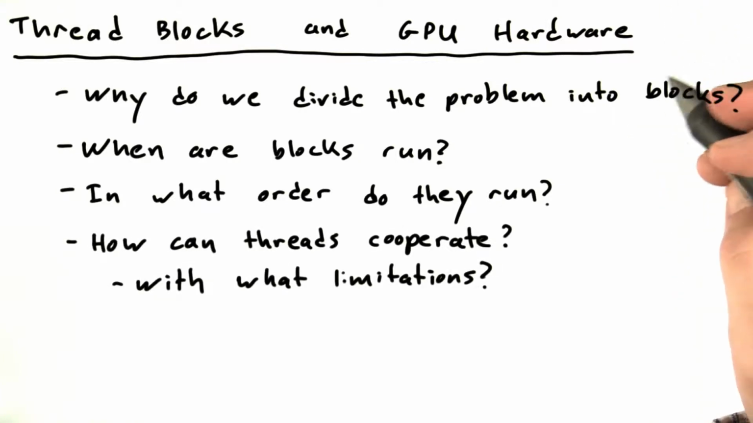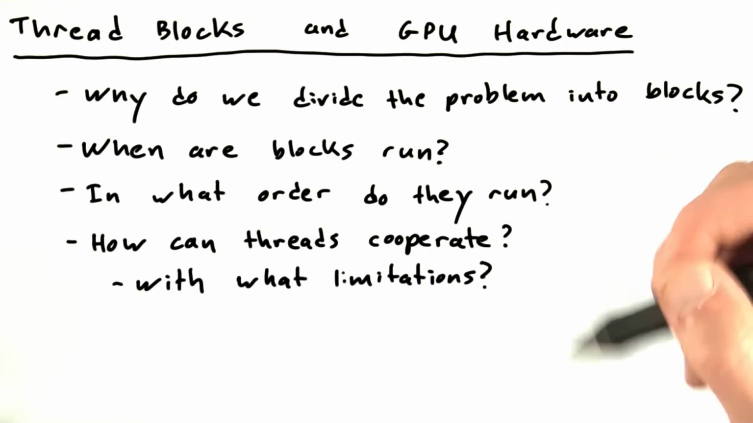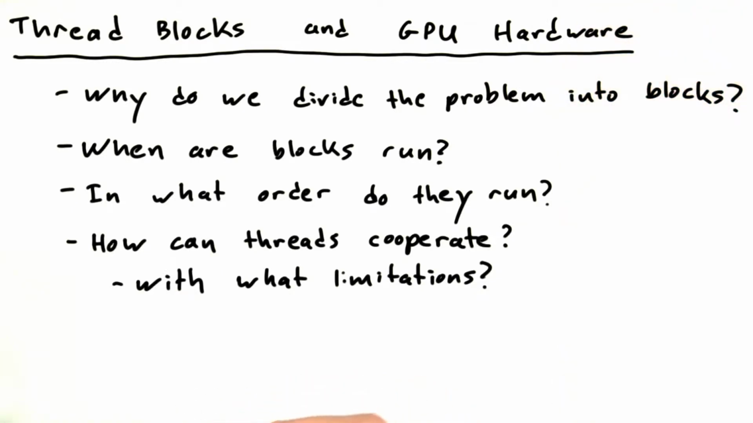And I've told you that thread blocks were about letting groups of threads cooperate, but I haven't told you how those threads cooperate or with what limitations. To answer this, we're going to have to dive in to learn a little bit more about the GPU hardware.